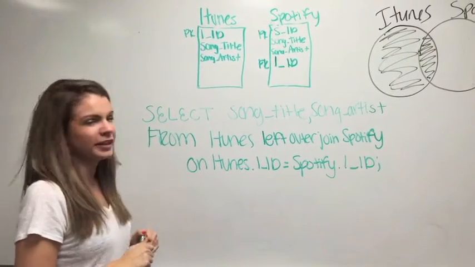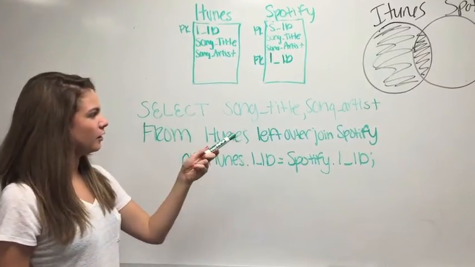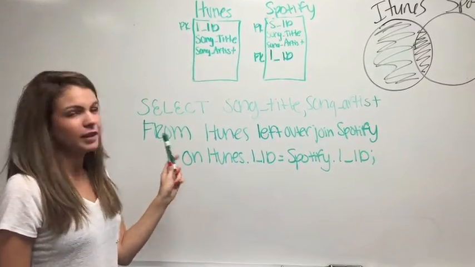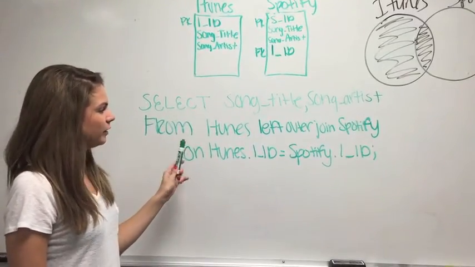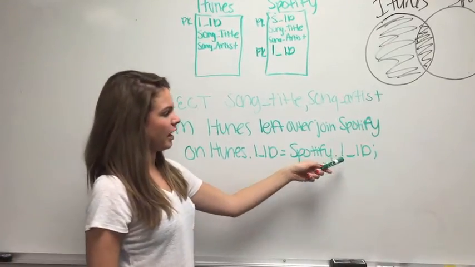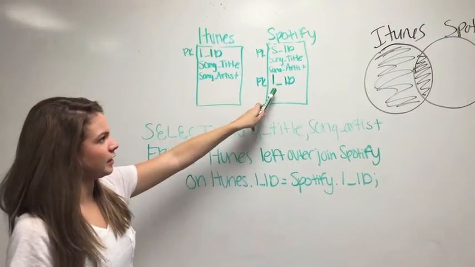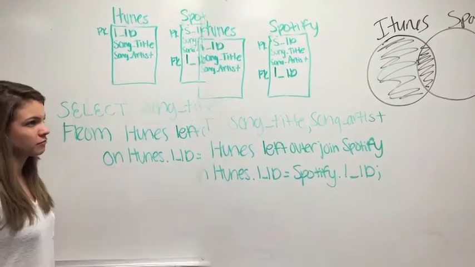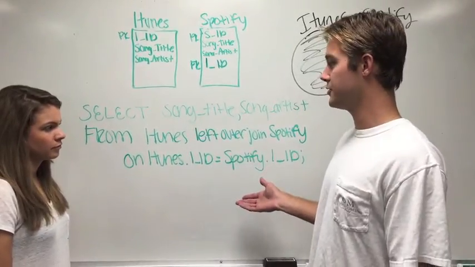Okay, so this is the query explaining the information that we needed. So we're going to select the song title and song artist from iTunes, left outer join Spotify on iTunes.ID equals Spotify.id. Because you see here, the iTunes ID and the Spotify ID is what is linking the two tables together. Thanks, Lindsay. I think I understand now, but this is an explicit join, right?